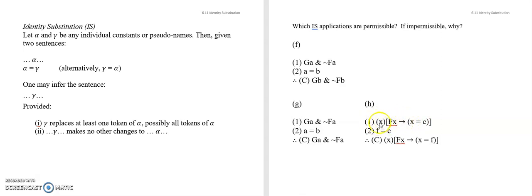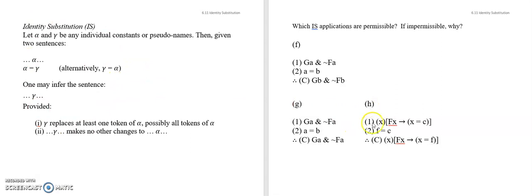For anything that you pick out of Santa's bag, it satisfies the following description. If it's F, then it's identical with C. It turns out that F is identical with C. Therefore, for all X, if X is F, then X is identical with F. This is permissible.